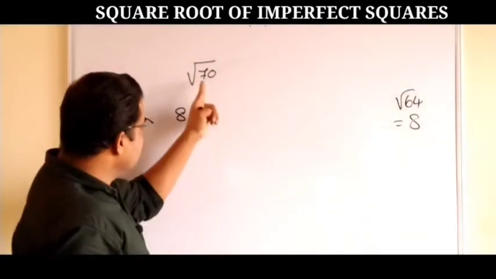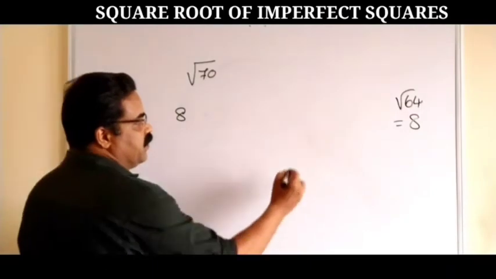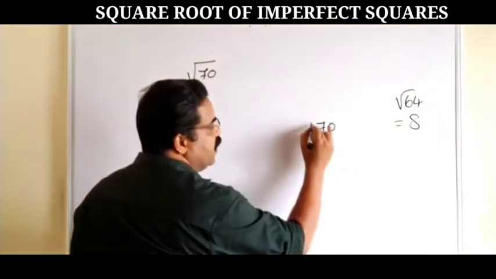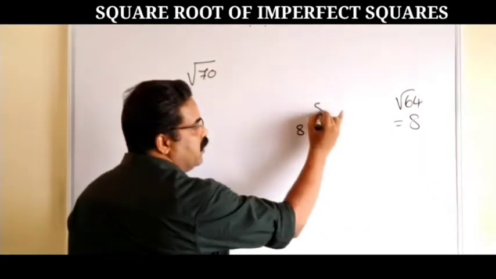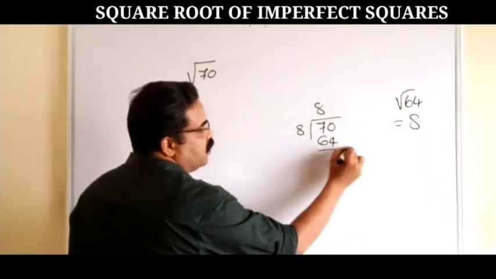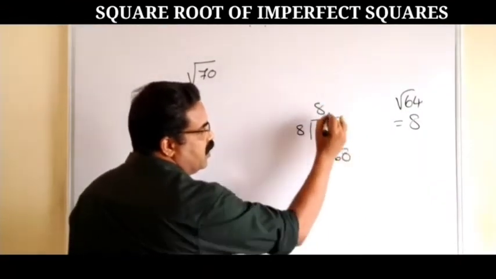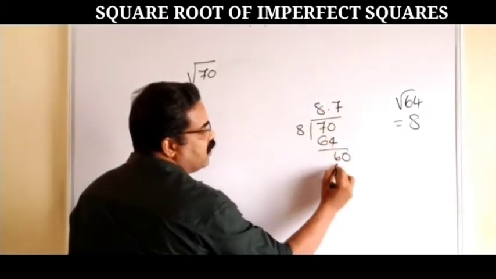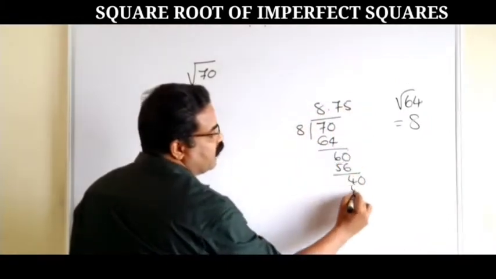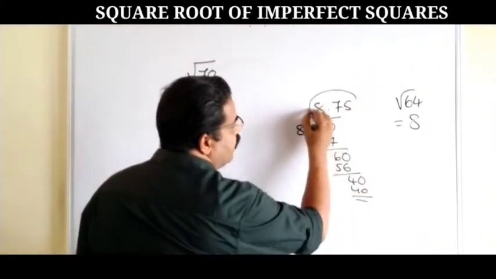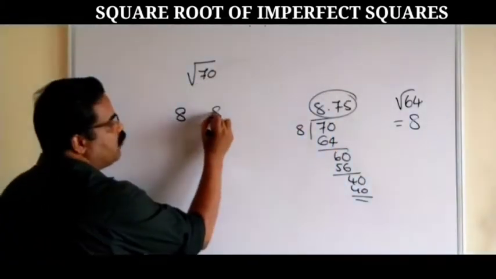Second step, 70 is divided by that 8. So divide 70 by 8. What will we get? 8 8s are 64. Then balance 6, so 60. 7 8s are 56. Then 4, so 40. 5 8s are 40. So I got the answer 8.75.